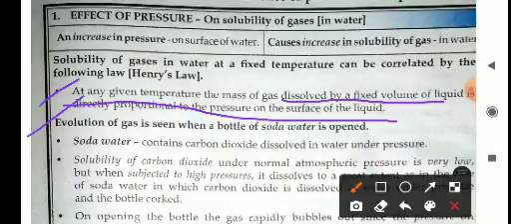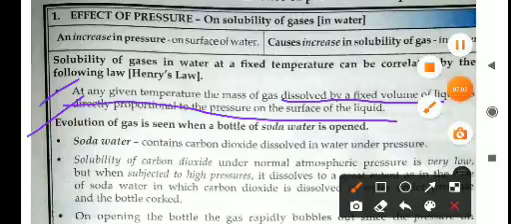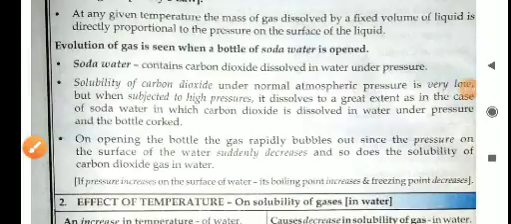So evolution of gas is seen when a bottle of soda water is opened. When you open the soda water, you see that the soda comes out quickly. Why does this come out quickly? Because in the soda bottle, CO2 gas is mixed with the liquid. When you open the lid, this CO2 tries to come out. When it comes out, it carries the liquid with it. So due to this, when you open the lid of the soda bottle, the effervescence of the liquid comes out.